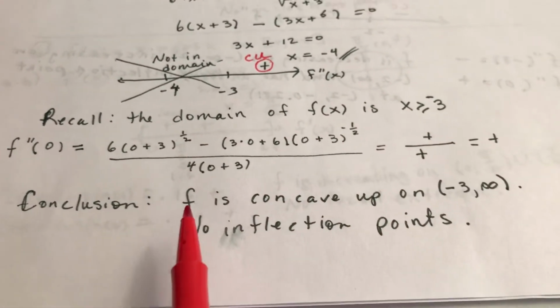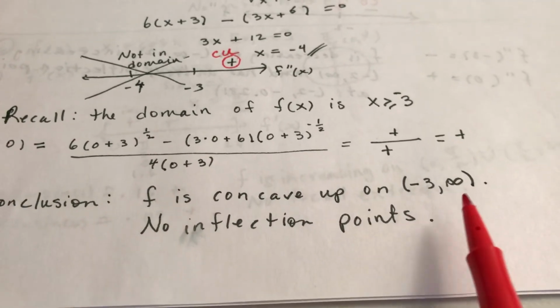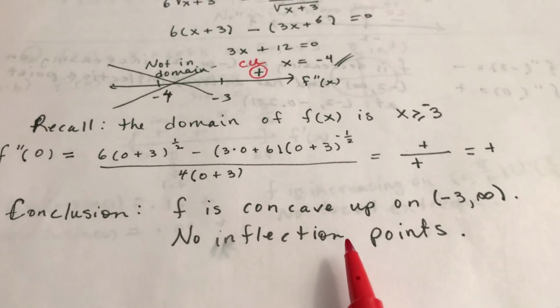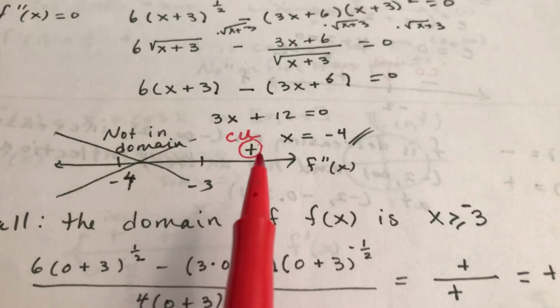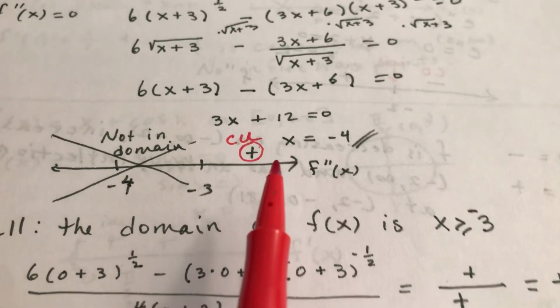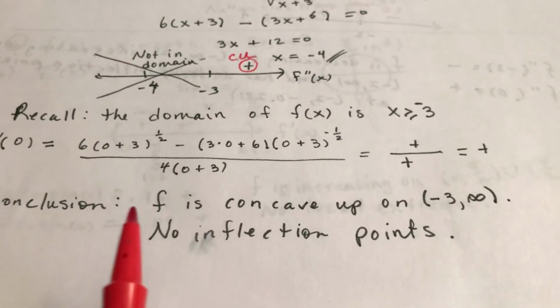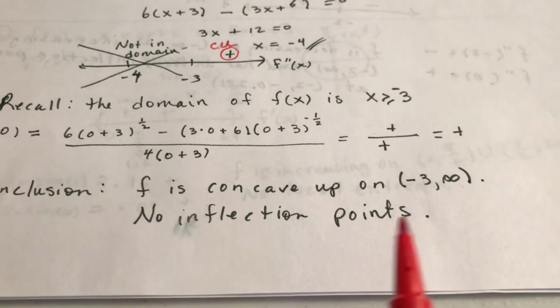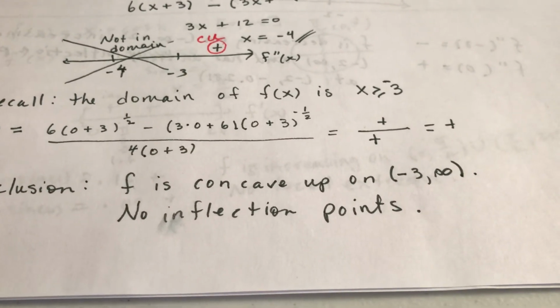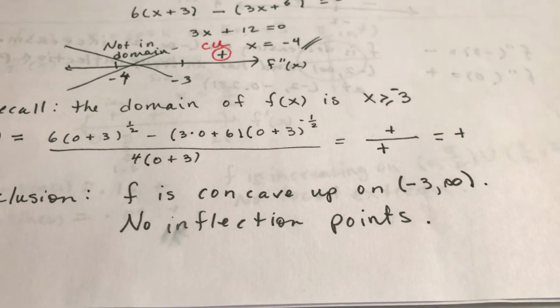And the conclusion is f is concave up on negative 3 to infinity. And there are no inflection points. It's just always a plus here. It doesn't change sign. So that just means that f is concave up on the entire domain, and there are no inflection points. I'll be back for the next problem.